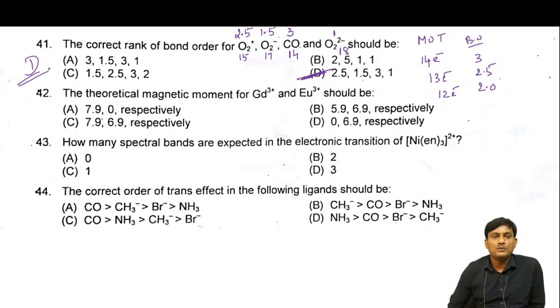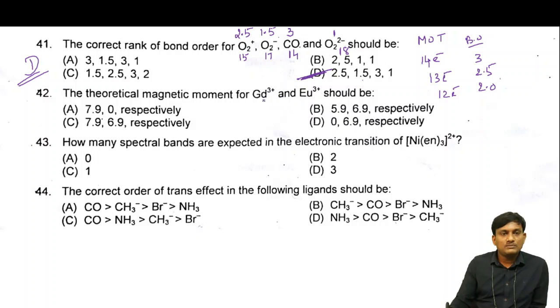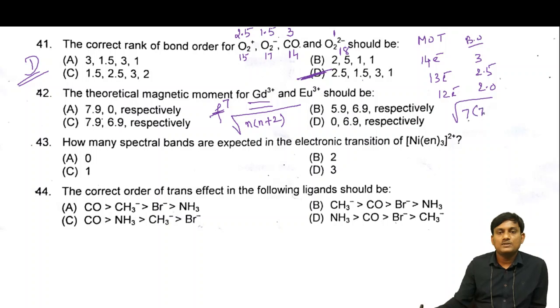The theoretical magnetic moment for gadolinium 3+ and europium 3+ should be. Okay, in case of gadolinium 3+, we have 7 unpaired electrons, f7 electron configuration. If you take a spin only magnetic moment, it will be root over n into n plus 2. The number of unpaired electrons is 7, so it will be root over 7 into 7 plus 2. It will be root 63. 9 into 7, 63. This one is slightly less than 8. So it will be 7.9 like that.